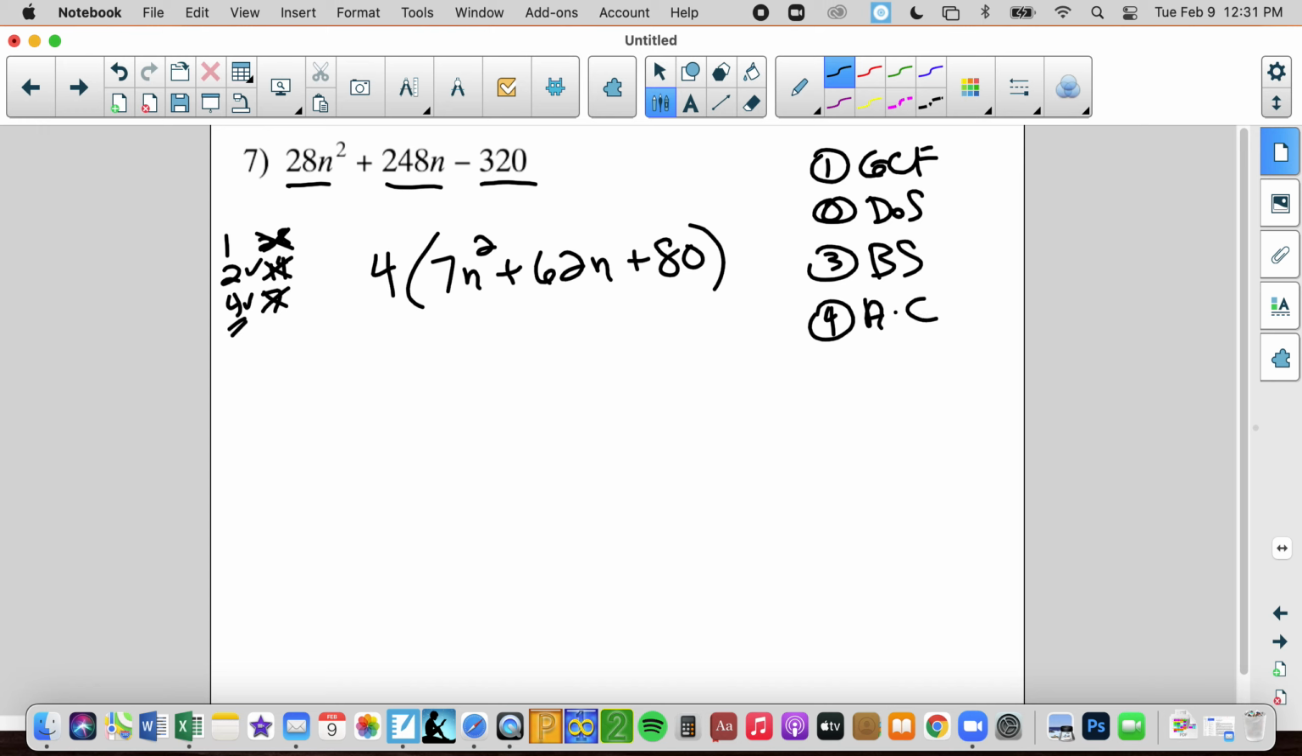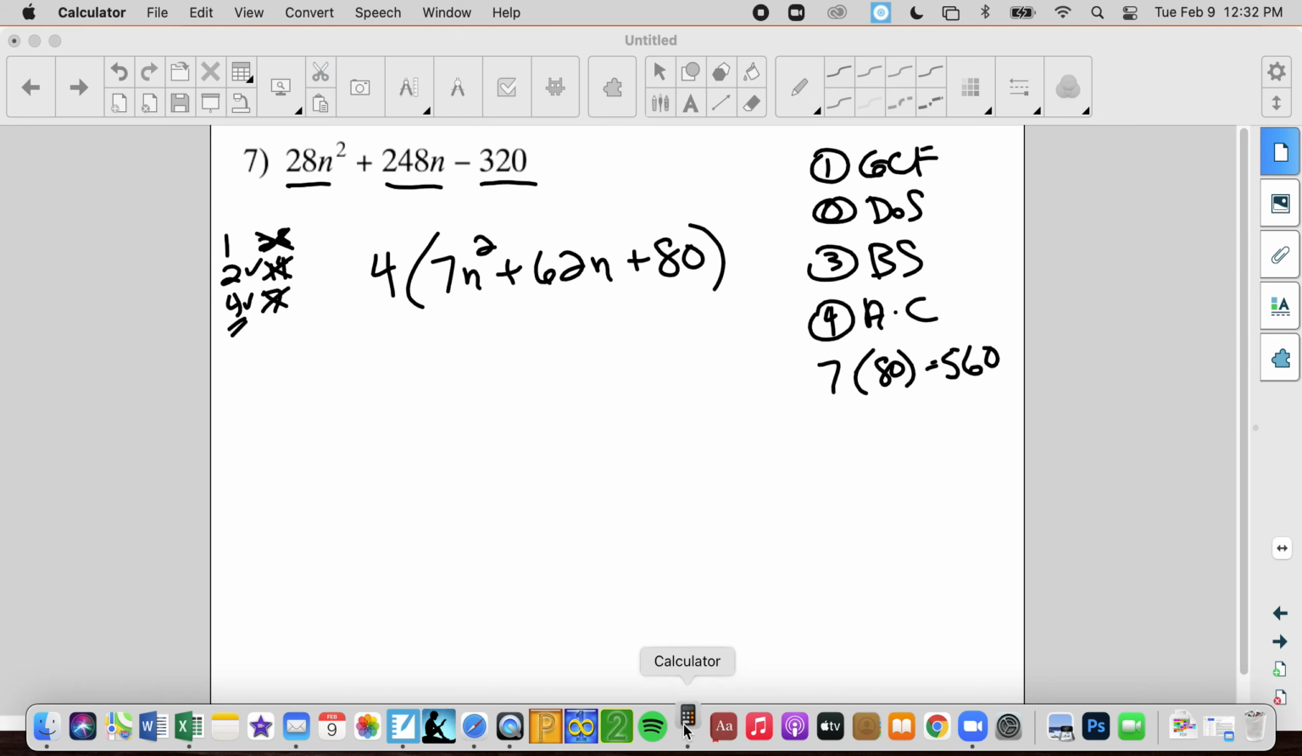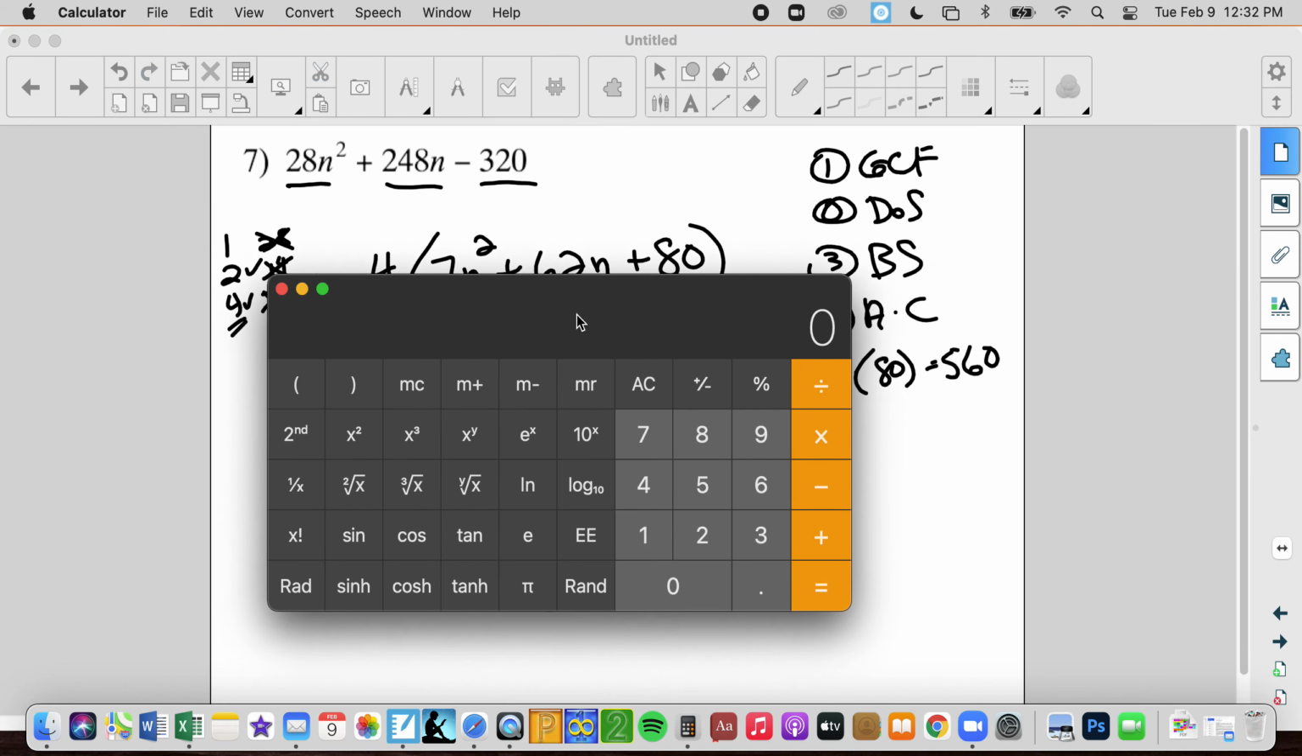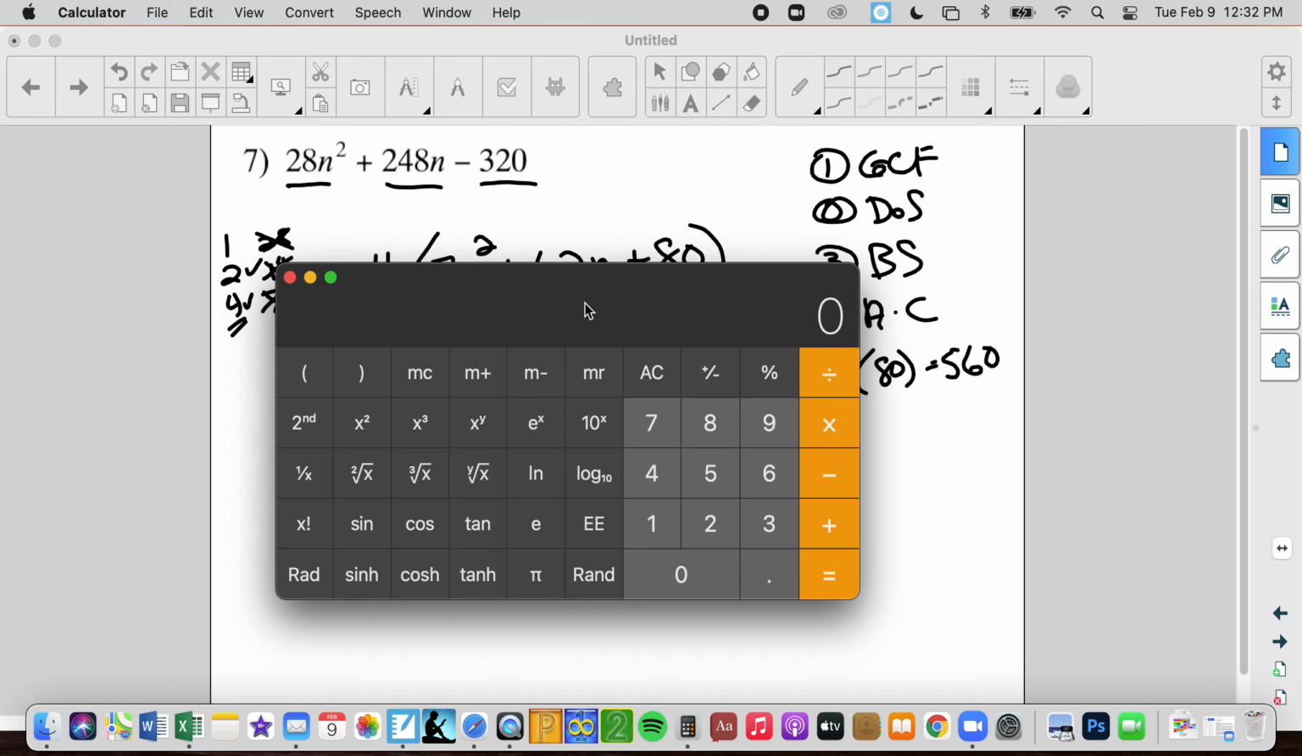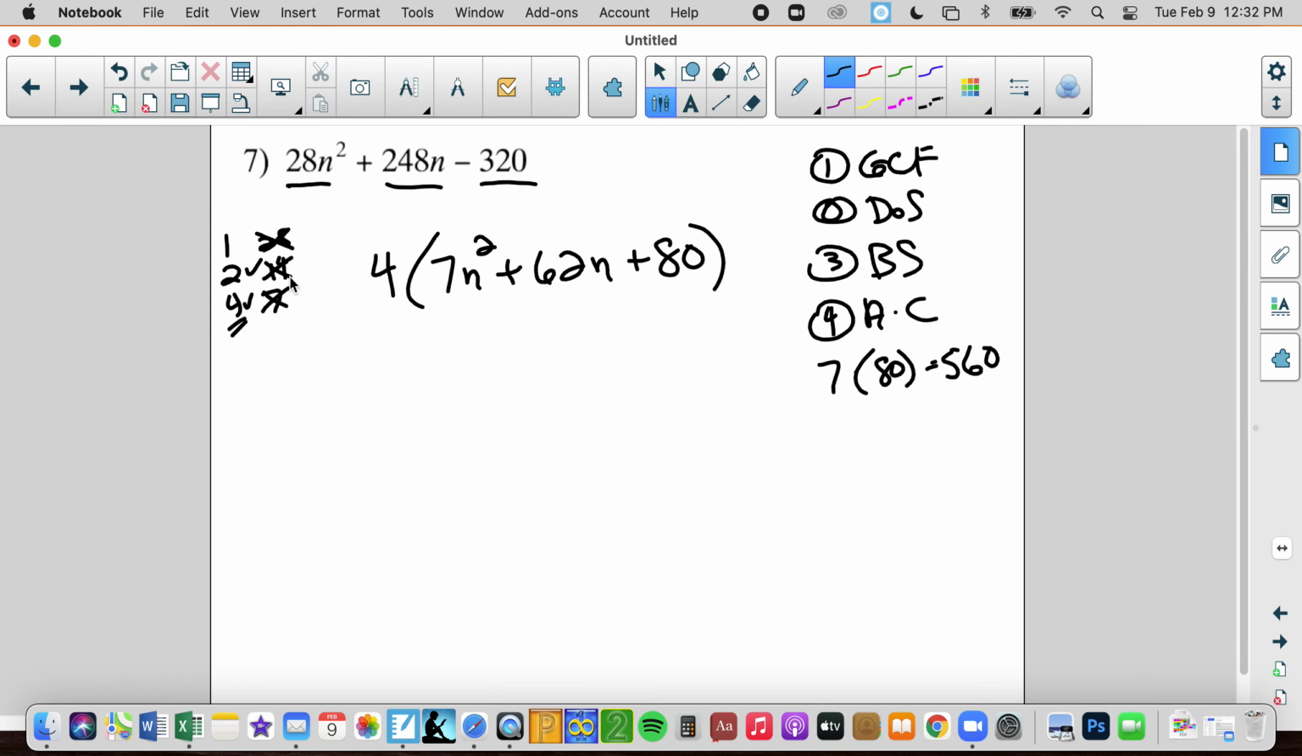So we've got to do A times C. Mr. Mack, A is 7, C is 80. That's 560. Yowzers! Factors of 560. Mr. Mack, that's not very nice. 7 times 80 equals 560. Okie dokie, 1 and 560.